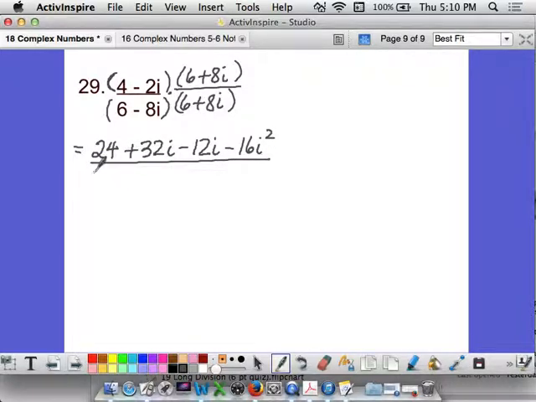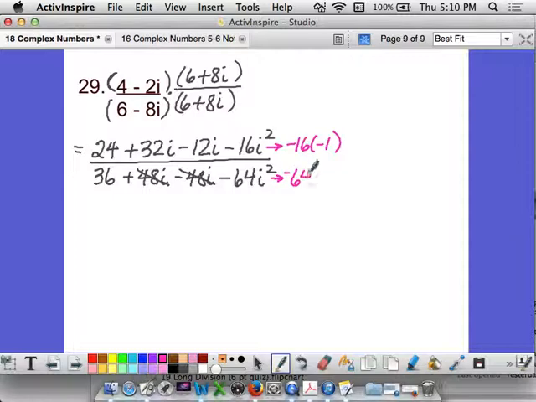In the denominator, 6 times 6 is 36. 6 times 8i is 48i. Negative 8i times 6 is negative 48i. And then negative 8i times 8i is negative 64i squared. Again, conjugates are going to cancel in the middle, and I'm going to combine my like terms. However, here, I see negative 16 times negative 1. And here, I see negative 64 times negative 1.